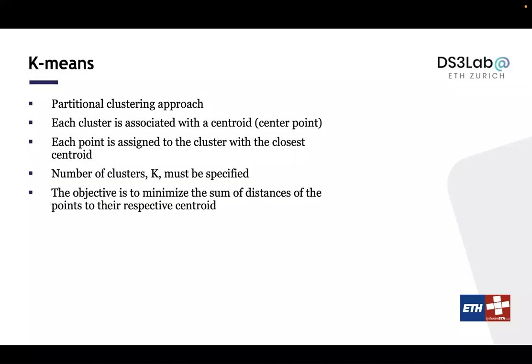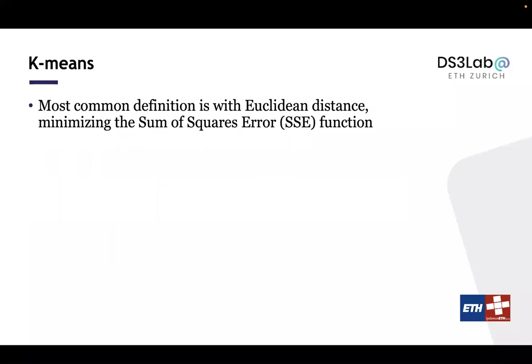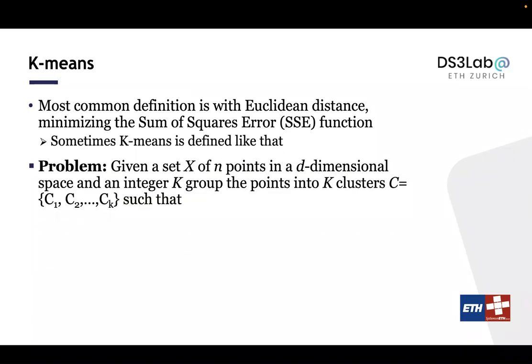And then the objective of the problem you are trying to solve is to minimize the sum of distances of the points to their respective centroids. To do this, you need to embed all those data objects into some space, and then you can measure the distance between those points. One common definition is the Euclidean distance, and then you can try to minimize the sum of squared error function. Sometimes when people talk about k-means, this is what they think about, but you can make that a little more generic to reason about different types of distance functions.